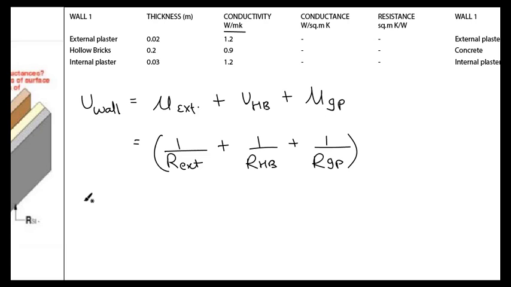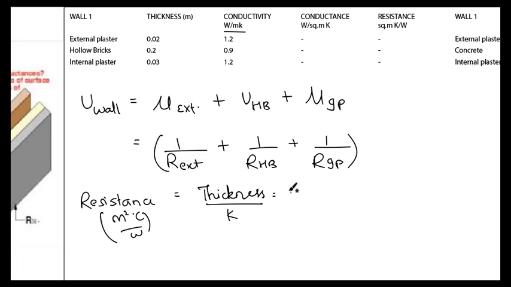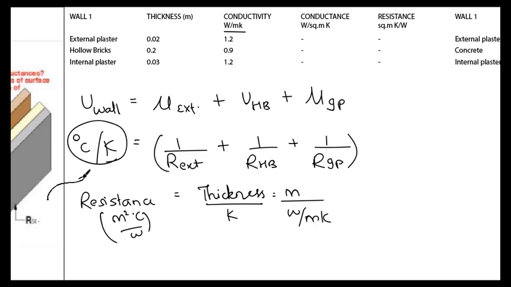We know that resistance is equal to thickness divided by K. Okay, so resistance is meter square degree Celsius by W. Thickness is meter and this is watt per meter Kelvin or degree Celsius. Here degree Celsius or Kelvin doesn't really matter. Okay, it ultimately defines temperature difference. So you need not convert degree Celsius into Kelvin.